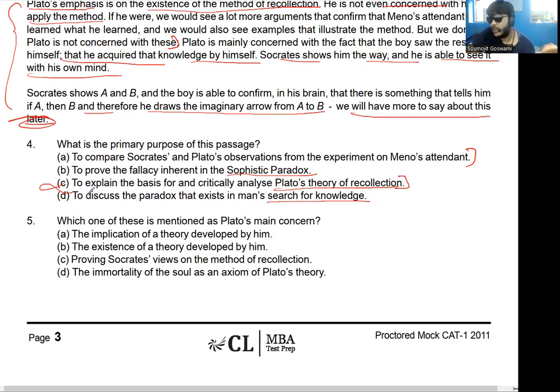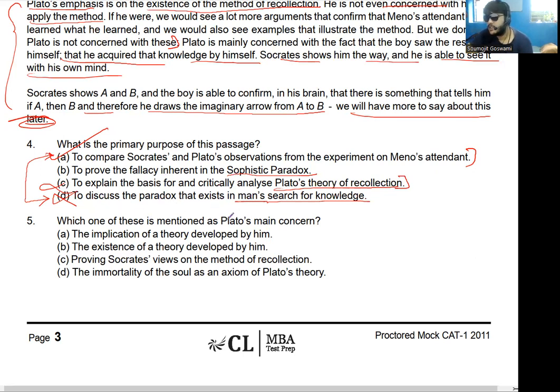Well, between A and D, I'm a little confused. So maybe at this point man's search for knowledge is too vague, and the passage goes on to prove the fallacy inherent in the sophistic paradox. Okay, I'll go with A. I'll come back to this question if I have the time.